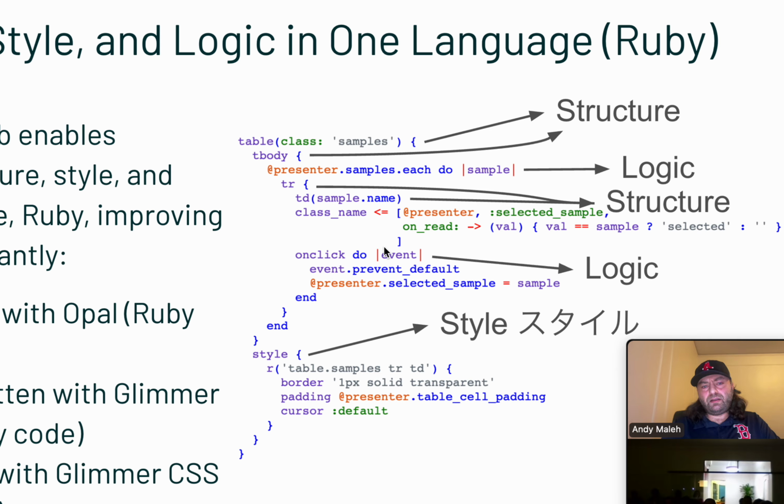It's not like when changing between JavaScript and HTML. Here we're still writing Ruby. We're writing Ruby here and we're writing Ruby here. Finally, we support a CSS DSL.